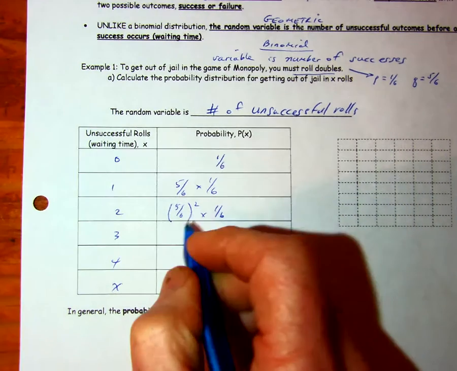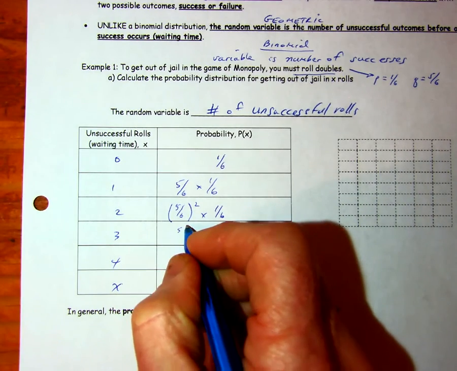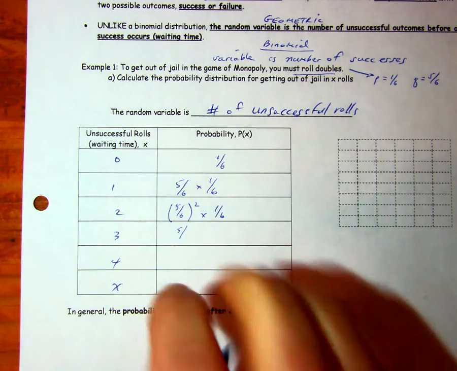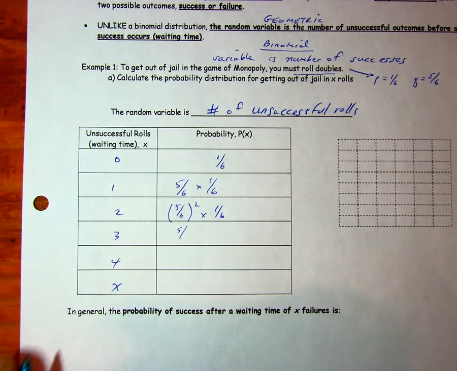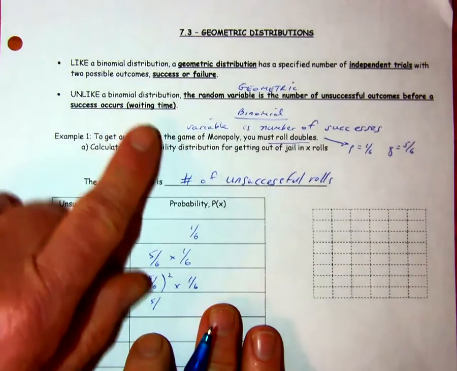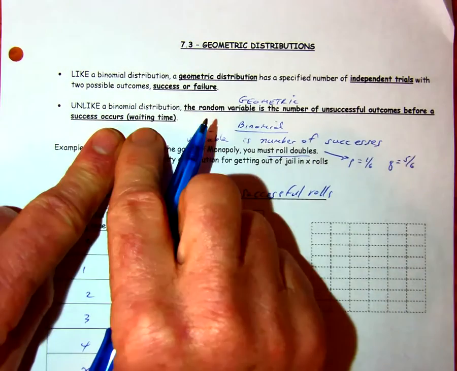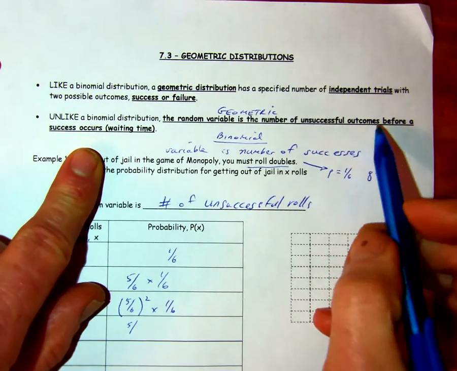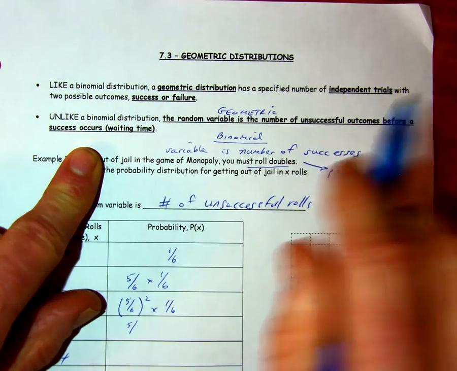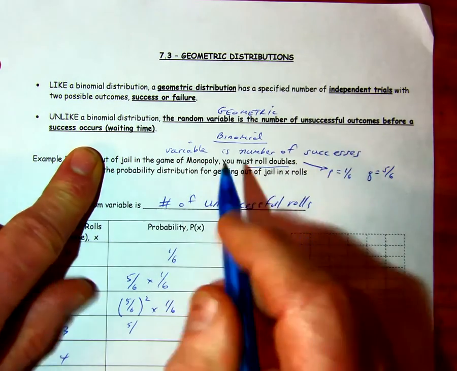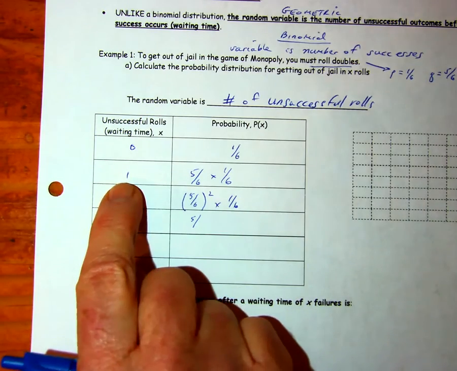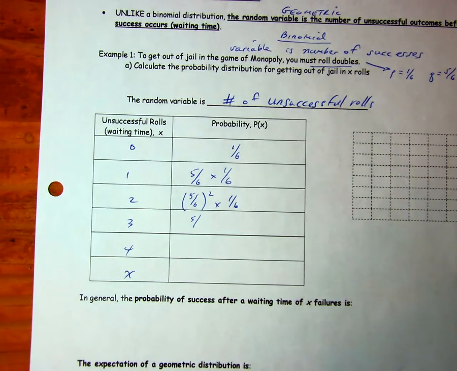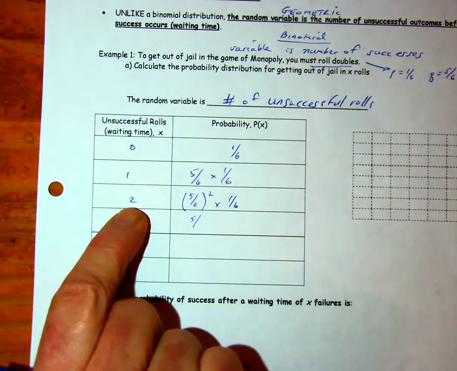Times 1/6. Why do you have to include the 1/6 if you're talking about unsuccessful rolls? Yeah, but we're following it by one. Remember, it doesn't talk about the success, but we're always tacking on a successful roll at the end of the unsuccessful rolls. Okay, so even though it says one here, there's one unsuccessful roll, and then there's one successful roll. Here, there's two unsuccessful rolls and one successful roll.